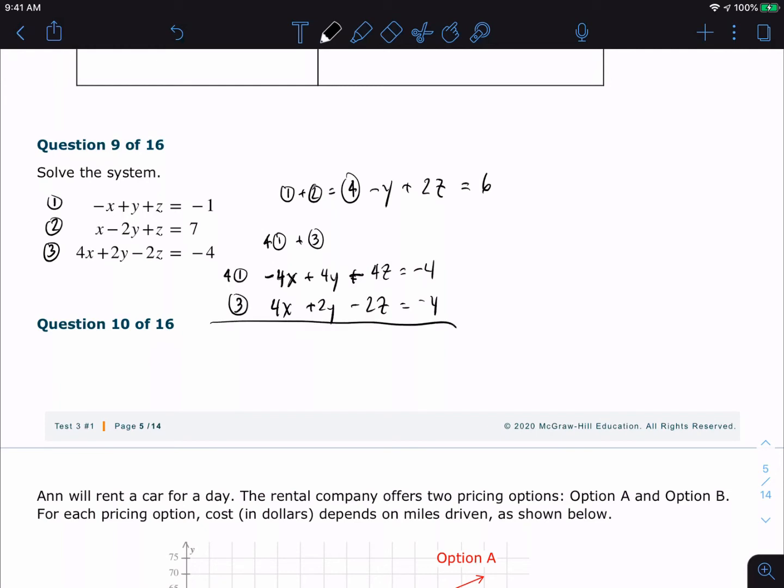Now I'm going to add them. So I'm going to get rid of the x's. I'm going to get 6y plus 2z is equal to a negative 8. And I'm going to call this equation number 5. Are we okay? Yeah. Okay, so now I've got equation 4 and equation 5. And what I want to do is I want to get rid of y now, because see how 4 has a negative y in it? I want to get rid of the y's. So what do I need to multiply 4 by to get to 6y on number 5?